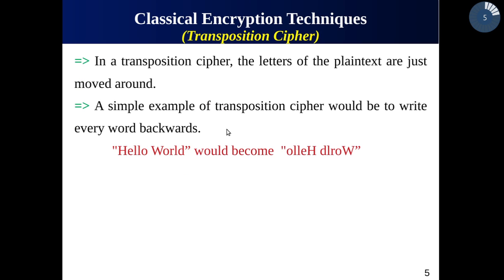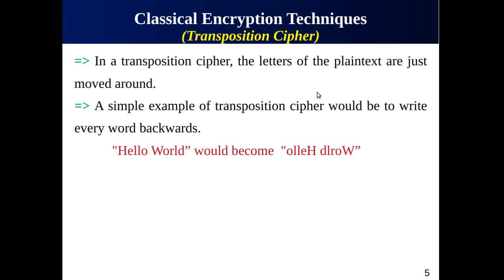Now let us see the second category of encryption technique, which is known as transposition cipher. We have two categories, substitution and transposition. In substitution, we have two subcategories, mono and poly. Now transposition cipher. If you recall the substitution ciphers, they actually replace each letter with a different letter to produce the cipher text. While in case of transposition cipher, the letters of the plain text are just moved around.